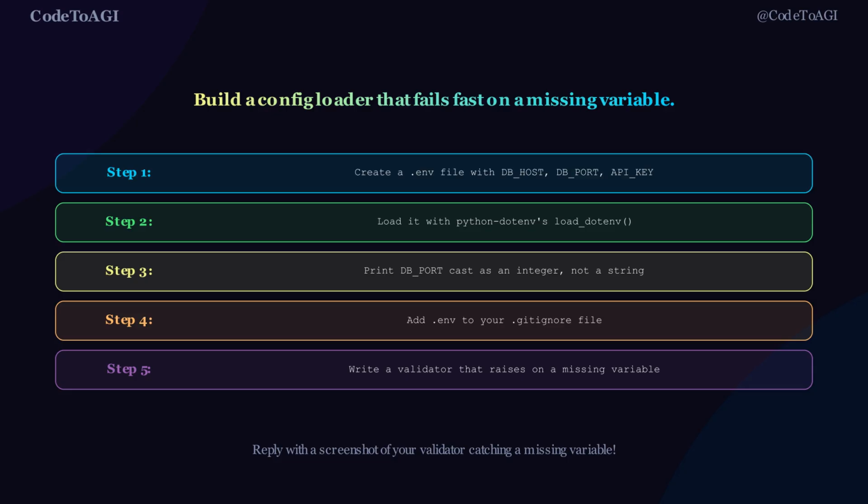Step 4, add .env to your .gitignore file. Step 5, write a validator that raises an error if any variable is missing. Reply with a screenshot of your validator catching a missing variable.